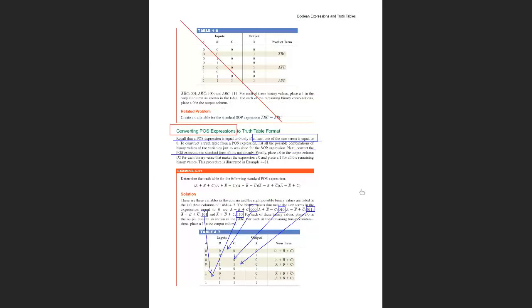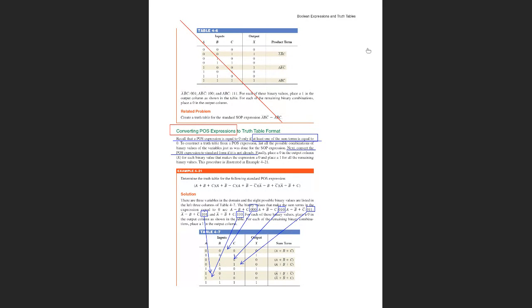And here we are. Example 4.21, okay? Converting POS to a truth table format, or even converting SOP to POS. So if we have the SOP form, for instance, in table 4.6, we have not A, not B, C, plus A, not B, not C, plus ABC. So this is the SOP form.